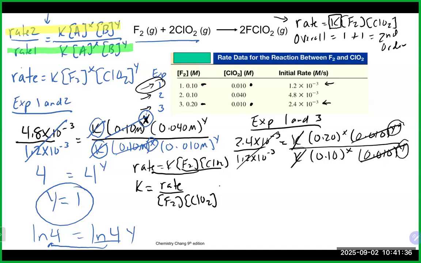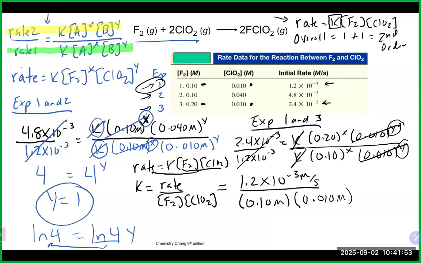If you choose experiment 1, you have to use all the information from experiment 1, and for experiment 2, all from 2. So putting in our values from experiment 1, that's 1.2 times 10 to the minus 3 molar per second, divided by my F2 concentration and my ClO2 concentration. That is 1.2 times 10 to the minus 3 divided by 0.1 divided by 0.01, and that gives me 1.2 as my rate constant.